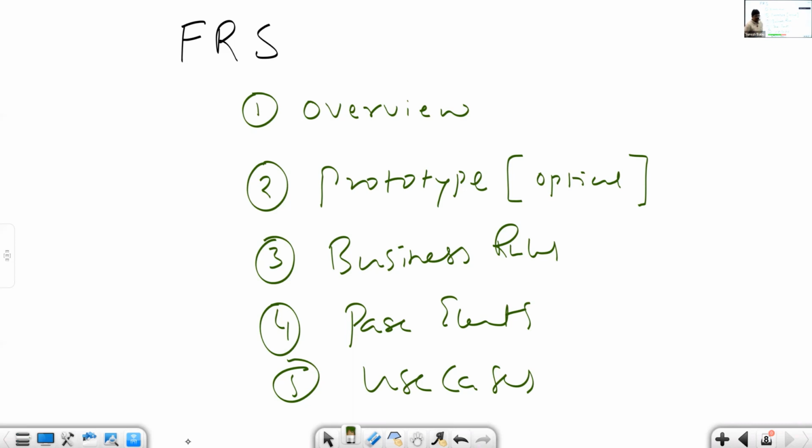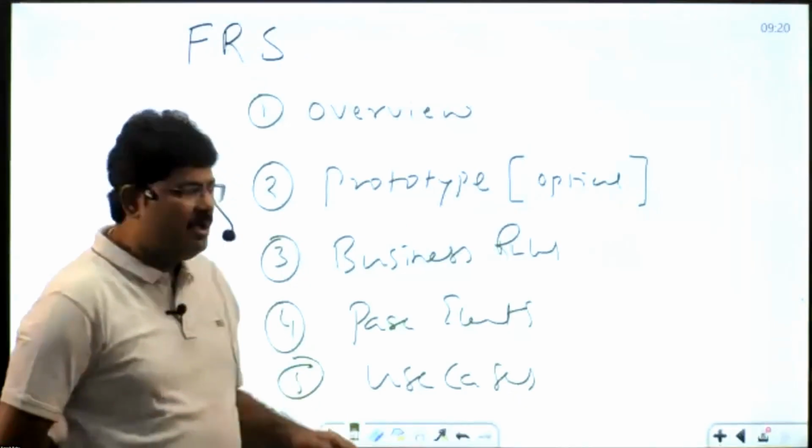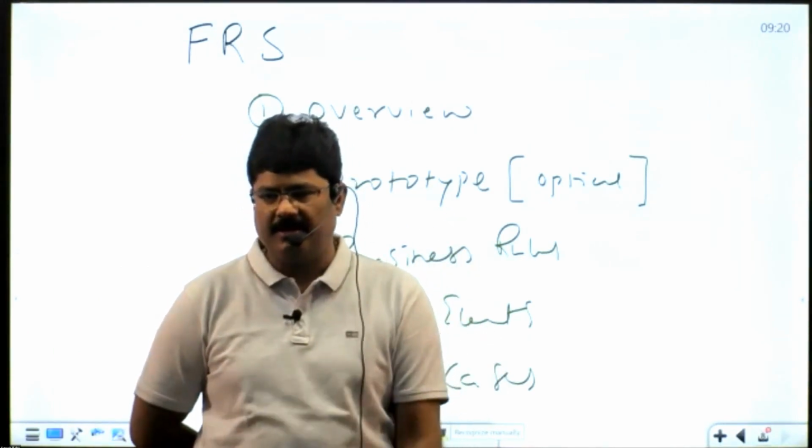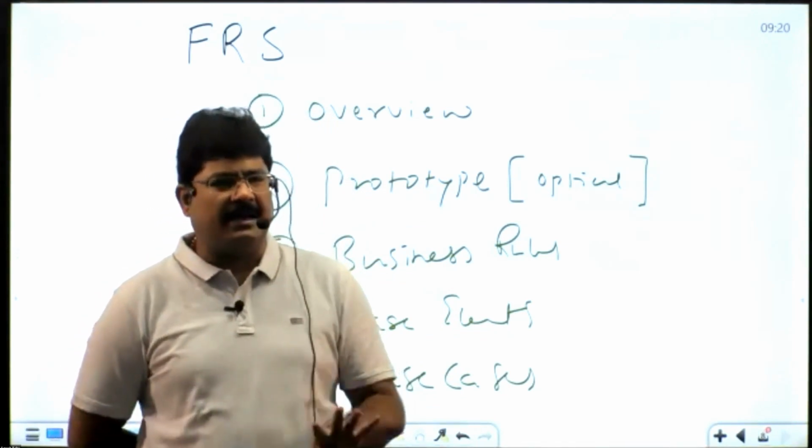Then business rules. This section will explain various business conditions planned to implement. Page elements. What are the fields planned to implement in the employee registration page? What are the fields planned to implement in the home page? They are nothing but page elements. Use cases. This section will explain how end user will interact with the system, how does the system respond. Use cases. So these are the major components of any FRS document.